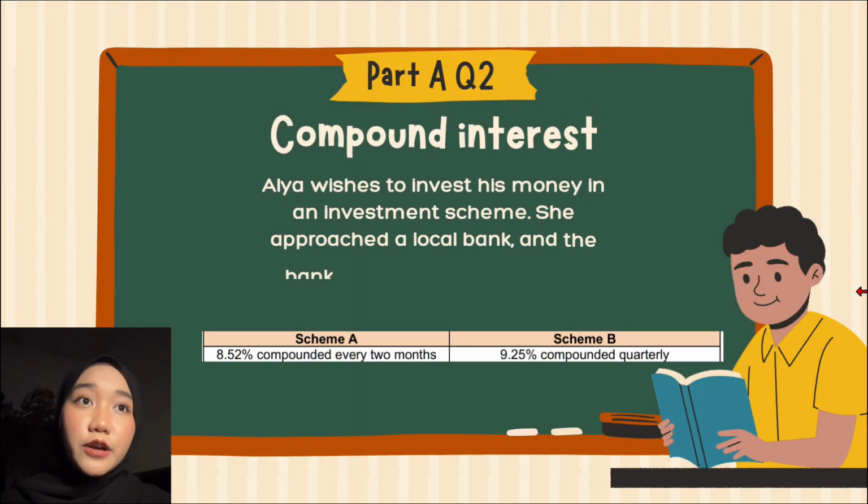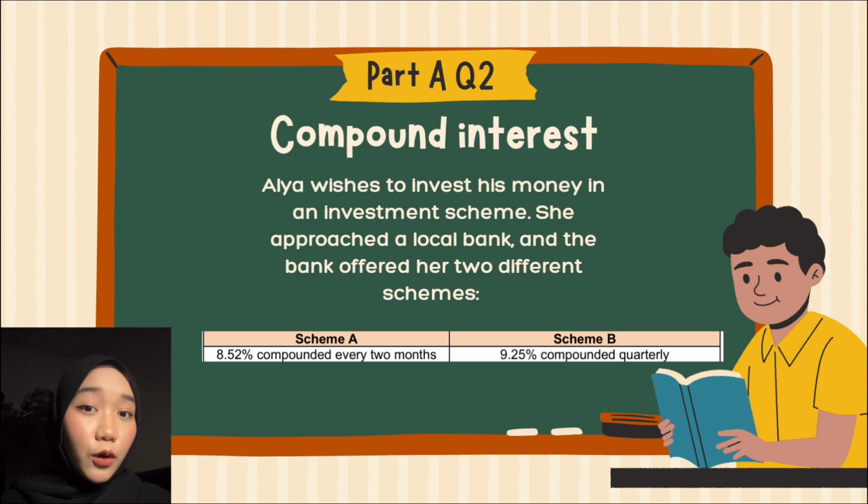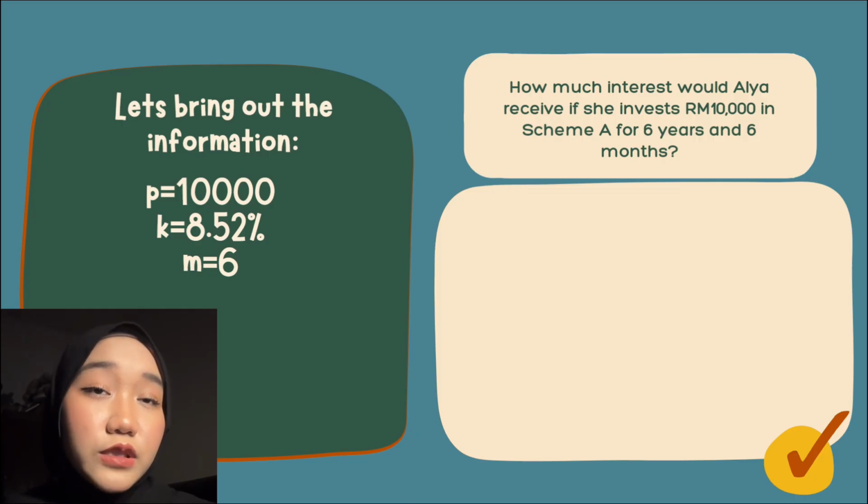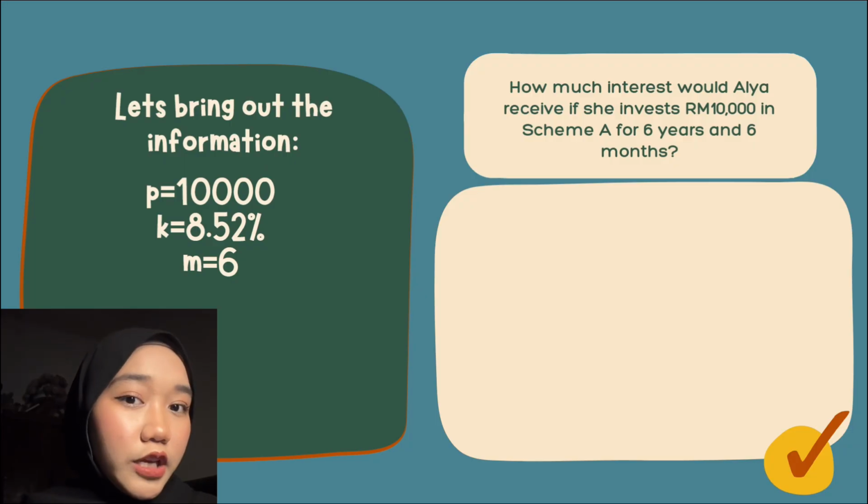Alia wishes to invest her money in an investment scheme. She approached a local bank and the bank offered her 2 different schemes. Scheme A offered her 8.52% compounded every 2 months and Scheme B offered her 9.25% compounded quarterly. The question is, how much interest will Alia receive if she invests 10,000 ringgit in Scheme A for 6 years and 6 months? Okay, first, let's bring out the information.